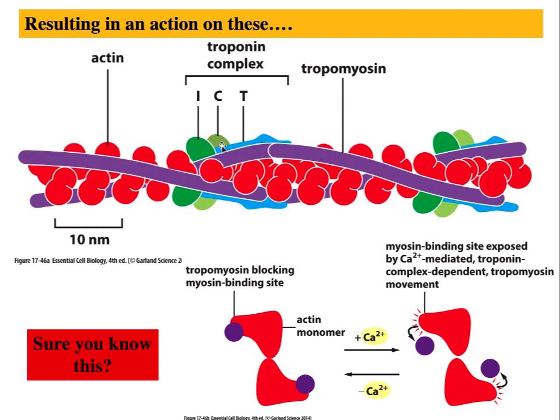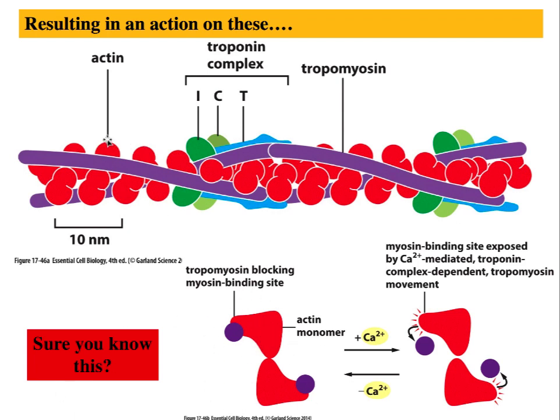The binding of calcium to troponin causes a conformation change which is passed on to tropomyosin. It causes tropomyosin to reposition itself, exposing on the surface of the actin the myosin binding sites. So that's indicated down here.